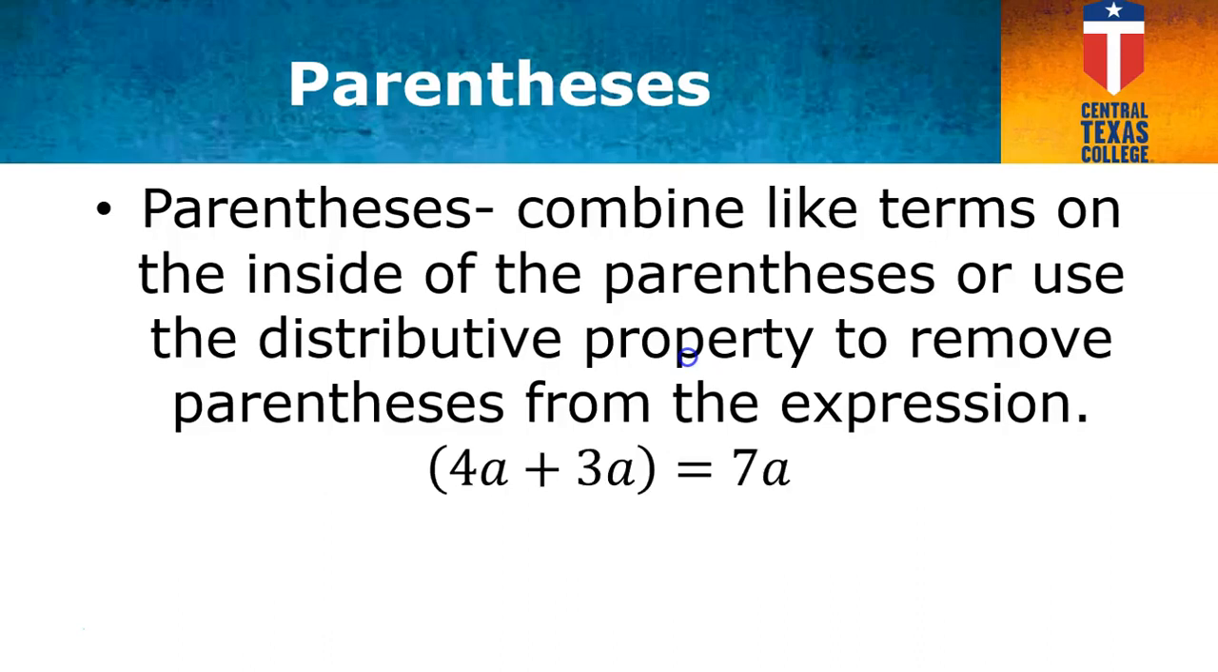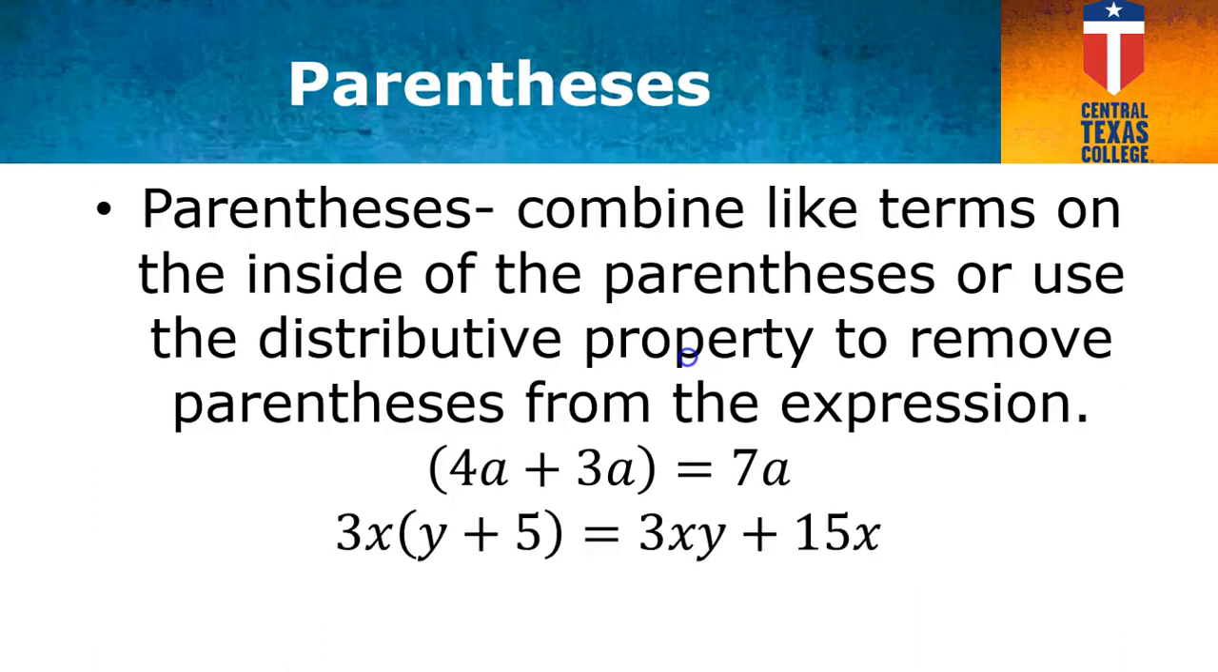So for this one, we have 4a plus 3a in the parentheses. So 4a plus 3a are like terms, so 4 plus 3 is 7, and the a goes along. Now for this one, if you look inside the parentheses, we have y plus 5, which we cannot combine because they're not like terms. So we can distribute that 3x to get rid of the parentheses. So 3x times y is 3xy, and then 3x times positive 5 is plus 15x.